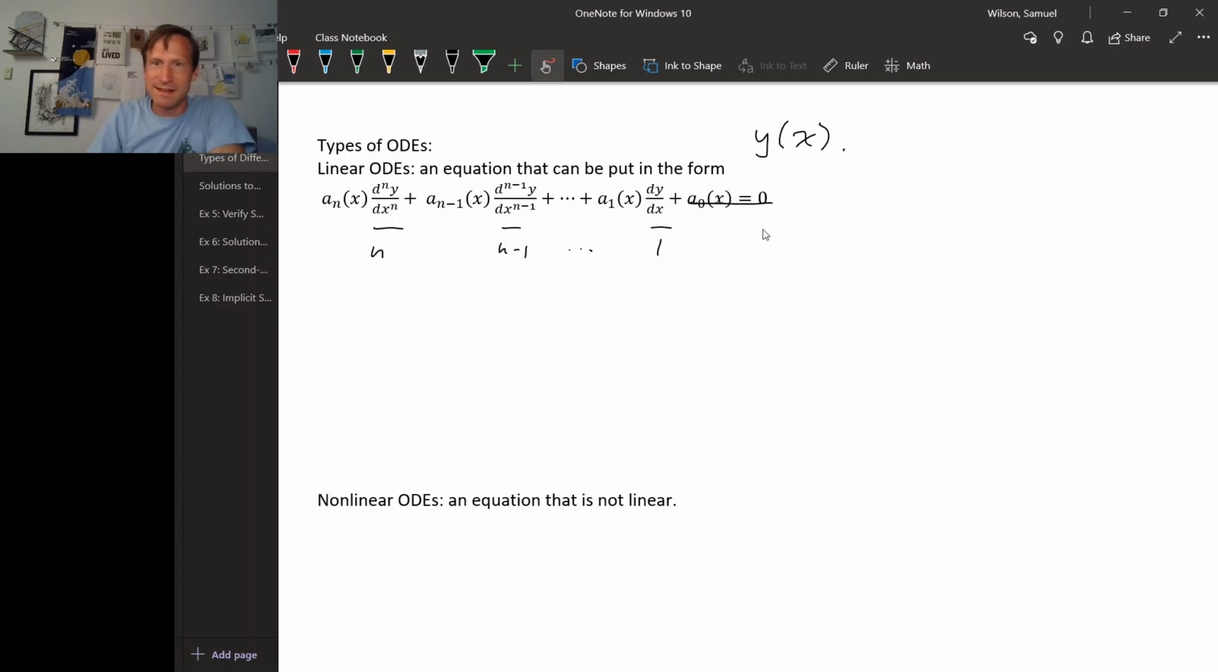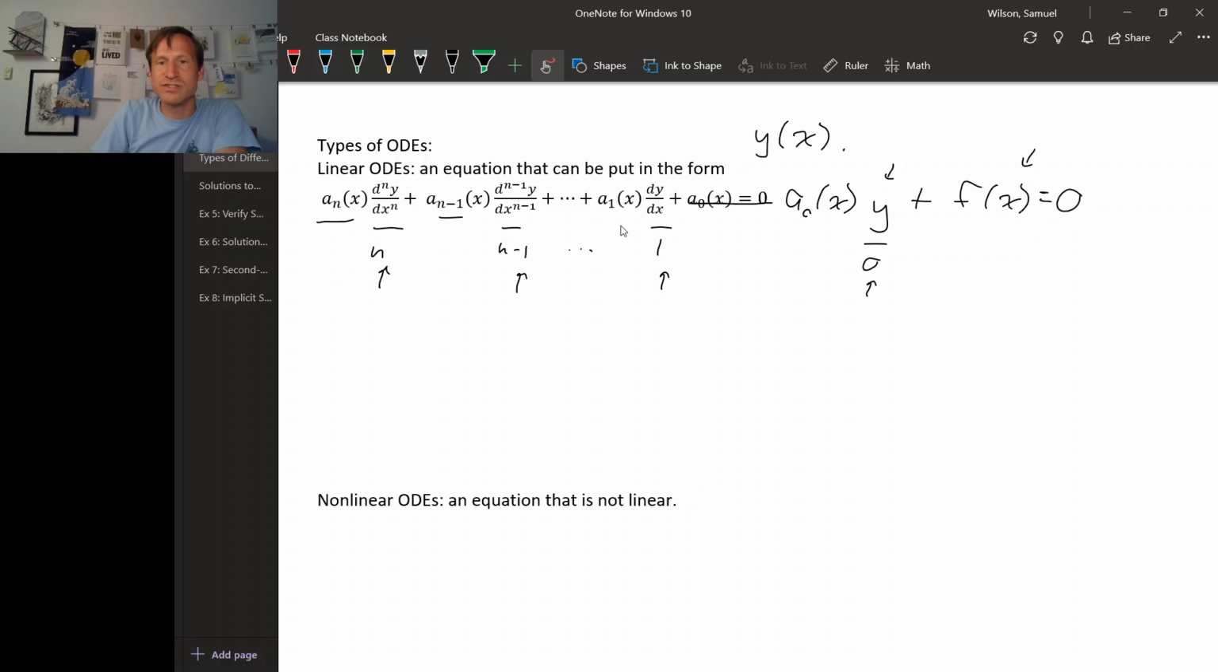I need a term with the 0th derivative of y, which is just y with no derivatives at all, plus possibly a term that doesn't have y in it at all. There we go, that's the right form. So what makes this linear is you have derivatives of y of any order, even down to no derivatives and even without y at all, and they're all multiplied by functions of the independent variable. Okay, so this is what makes a linear differential equation.